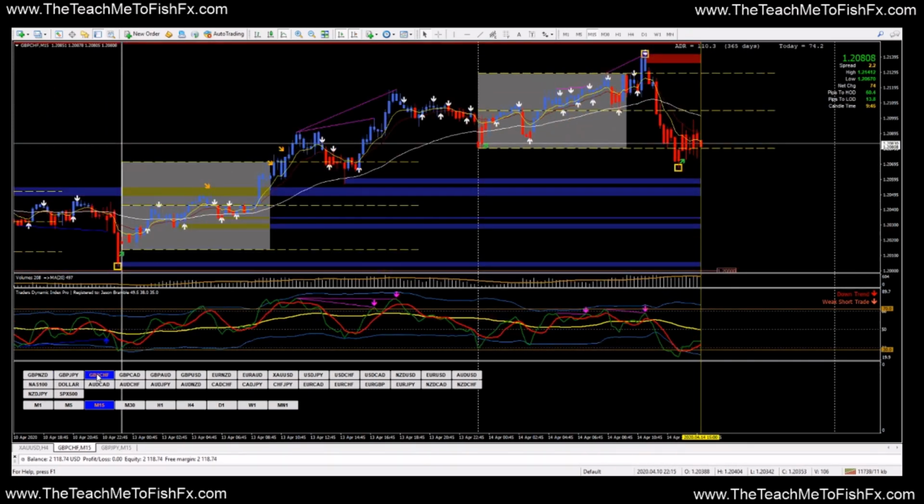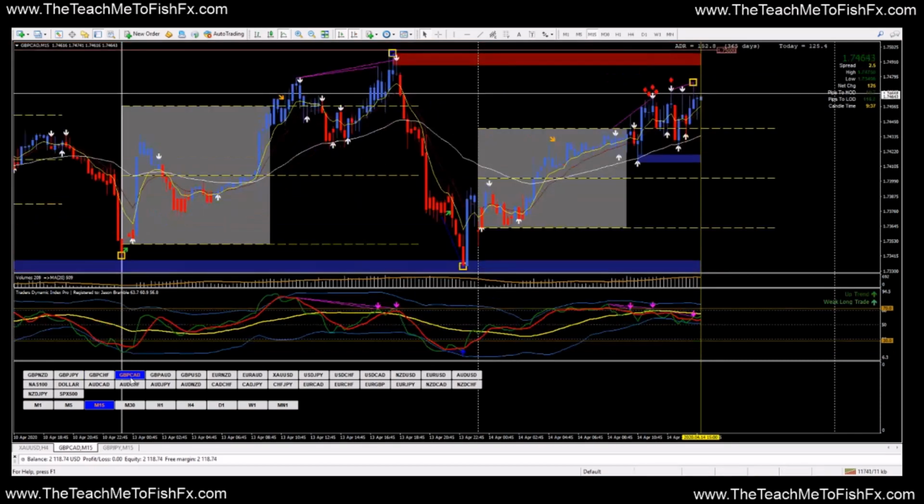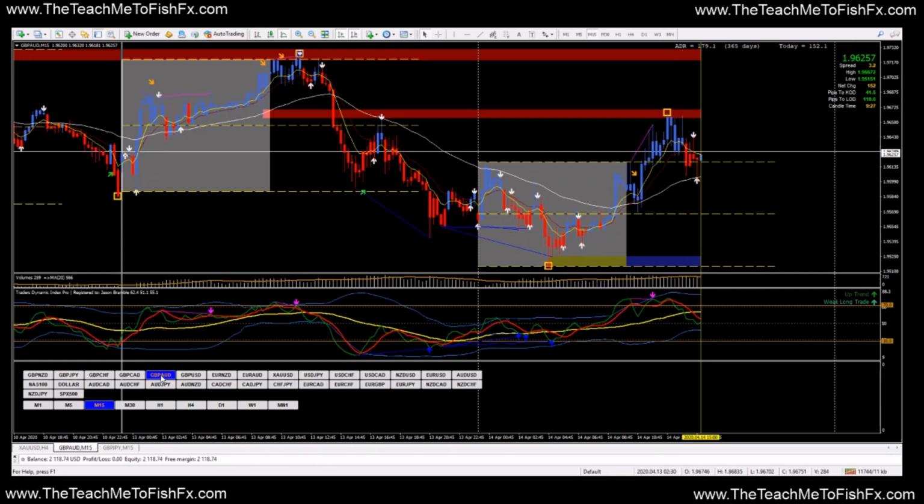Let's see, GBP Swiss is on. Pretty decent looking setup as well. Waiting on a couple of confirmations there. And GBP AUD, this one as well. Let me see here.